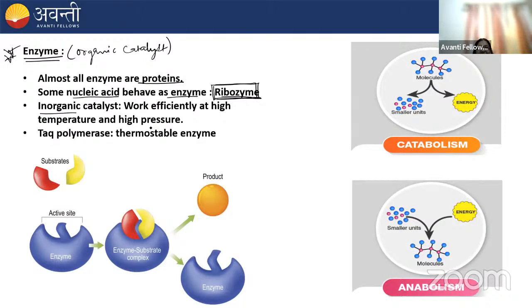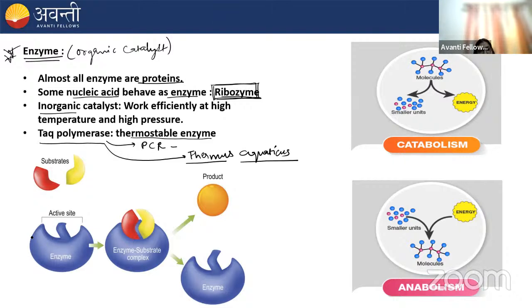But if we isolate an enzyme from an organism which lives at a very high temperature, like 80 to 90 degrees Celsius, those enzymes will be thermostable. Like Taq polymerase. This is an enzyme which is used in PCR, and it is a thermostable enzyme. And this enzyme is obtained from Thermus aquaticus.